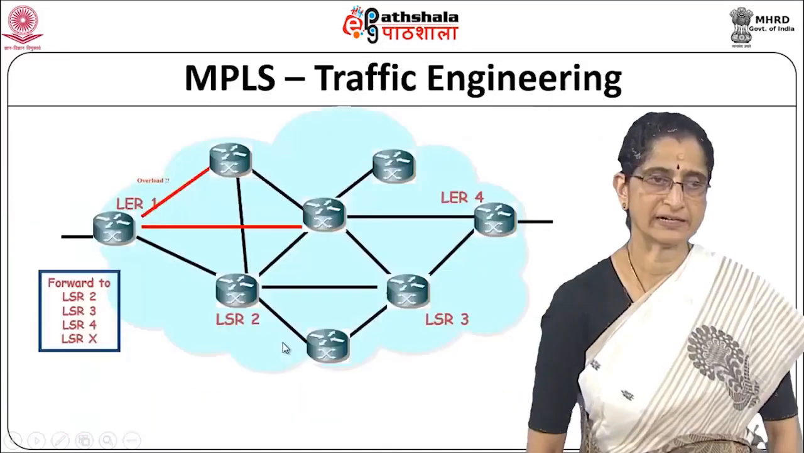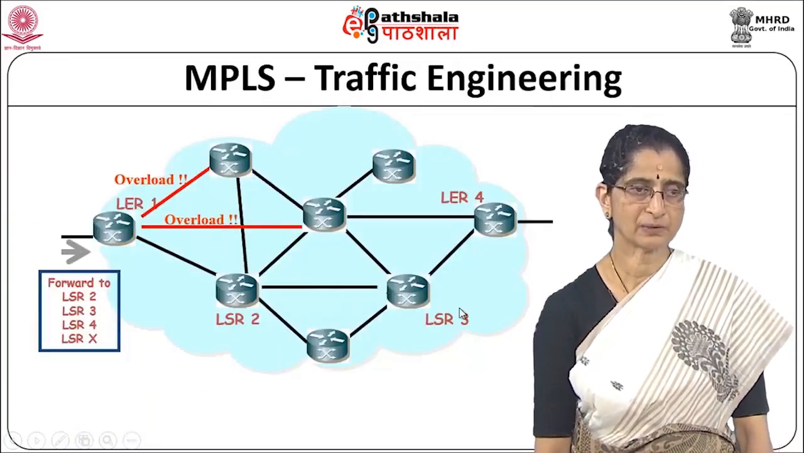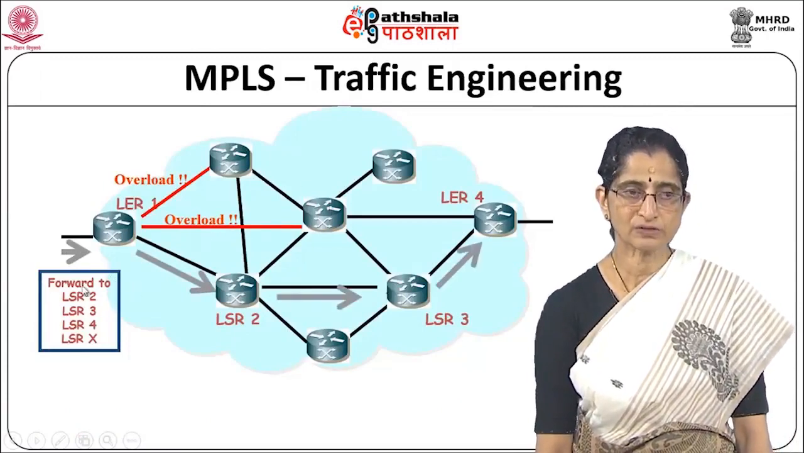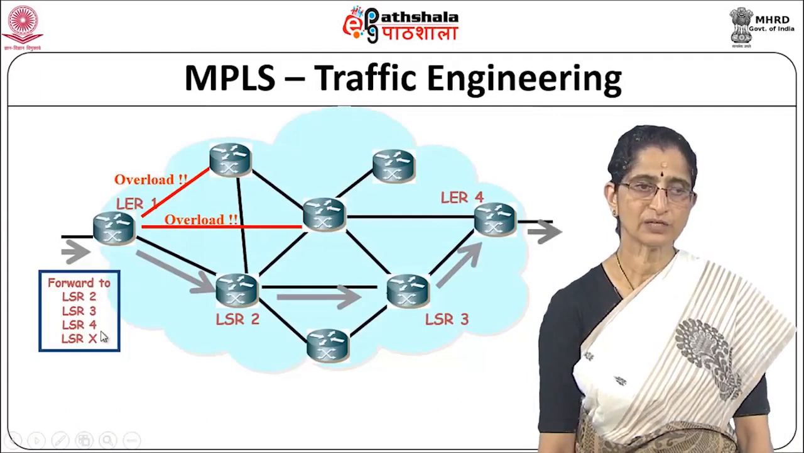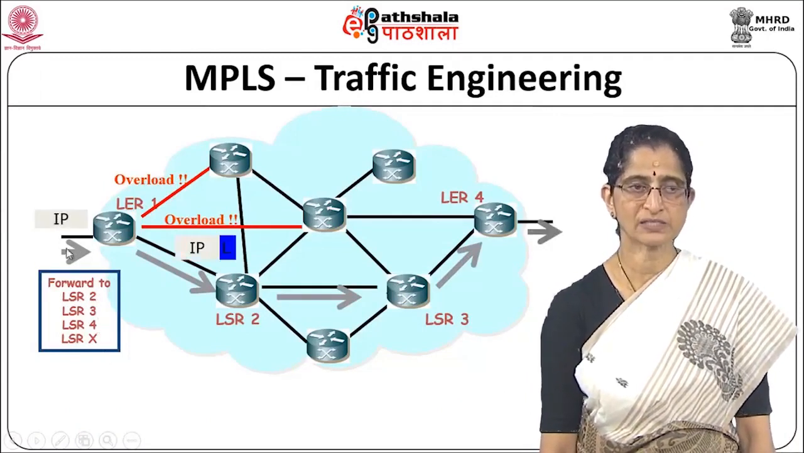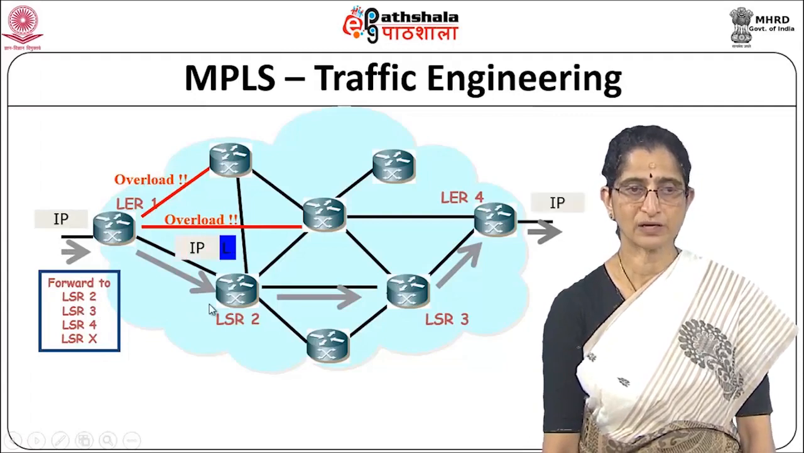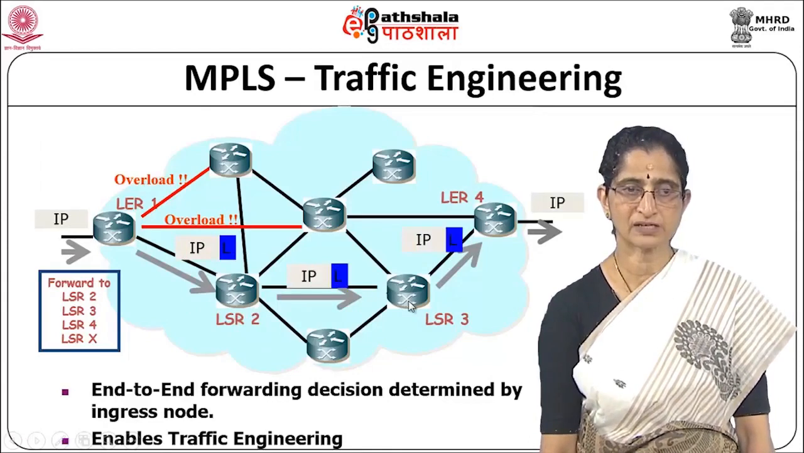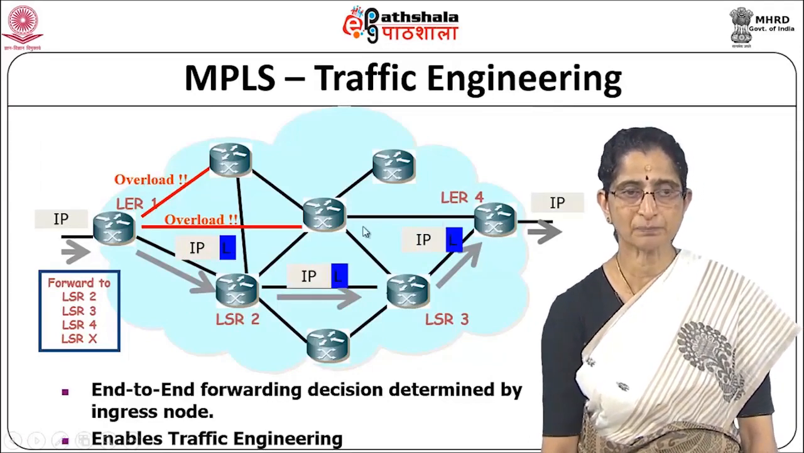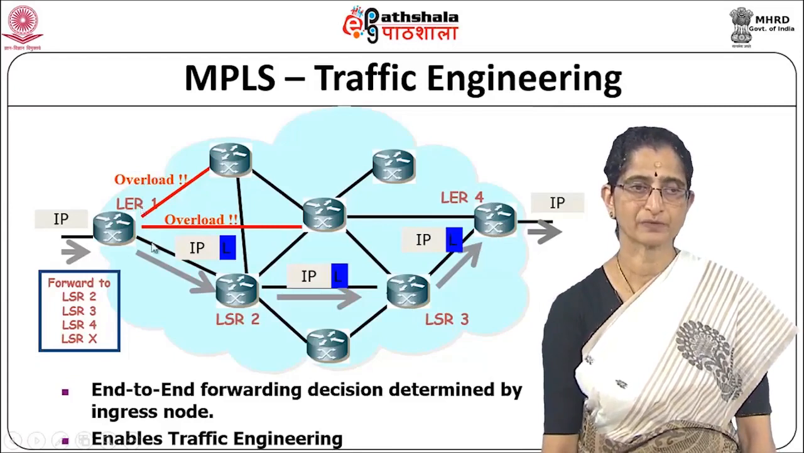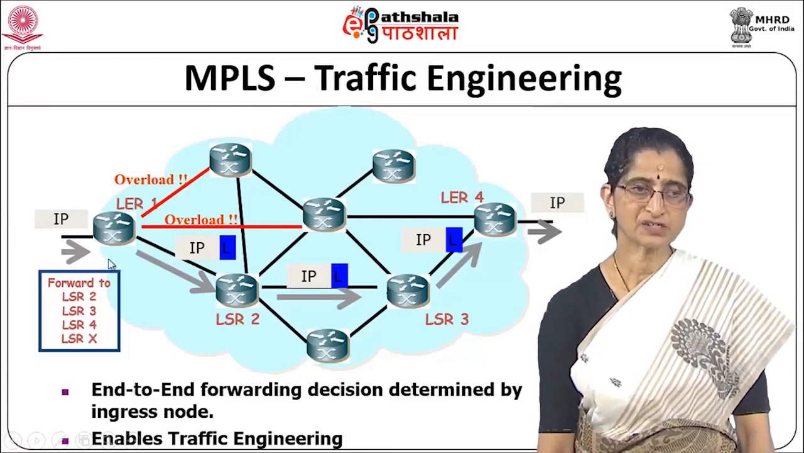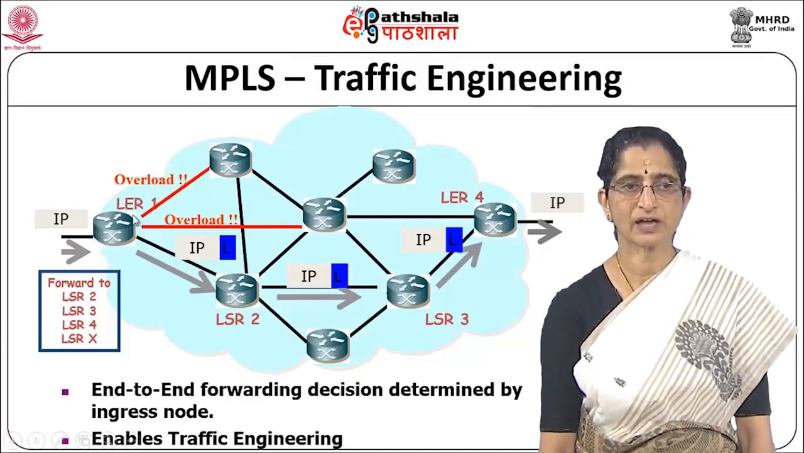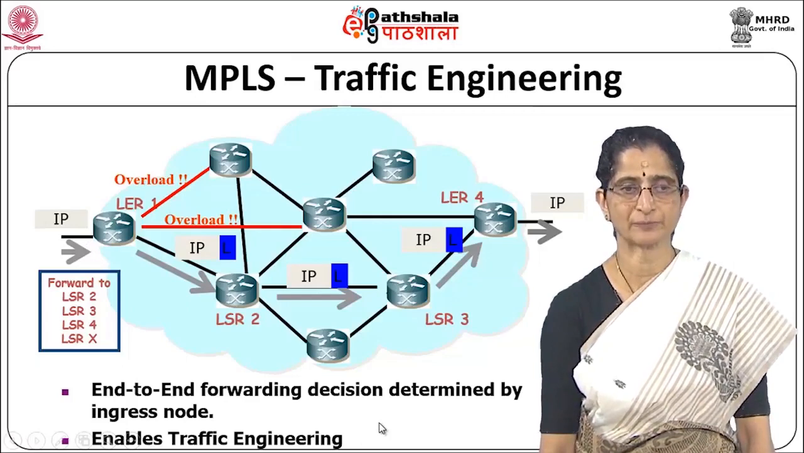So how is that done? Let's say these two are overloaded. This is the normal path. What we can do is set up a path which says forward to LSR 2, 3, 4 and X. So once an IP packet comes in, it's forwarded to LSR 2, then from LSR 2 to LSR 3 and from there to LSR 4. So an alternate path is taken when this is overloaded. This end-to-end forwarding decision is made at the ingress node, so the ingress node can make this switch.